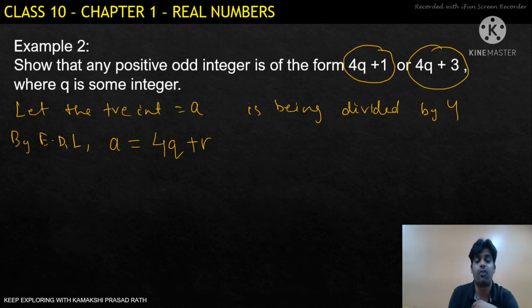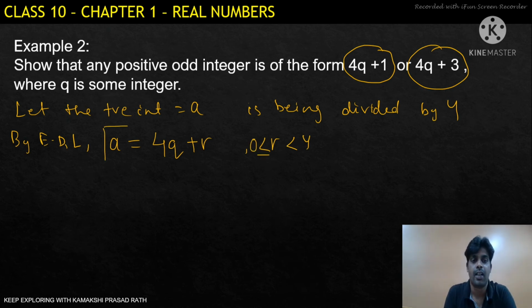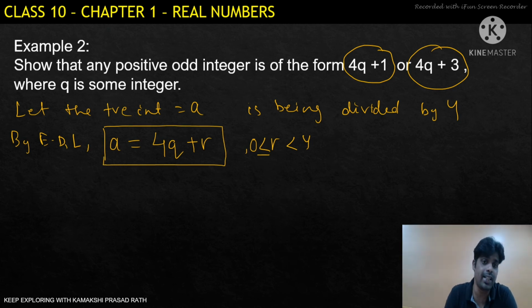We'll put here 4q, where r is less than 4 and greater than or equal to 0. So here the same thing we have written: a equals 4q plus r. So this is the form of an integer when divided by 4. Any integer can be of this form. We have already discussed the forms of integers. So we can write any positive integer in this form, where now r equals 0, 1, 2 or 3.